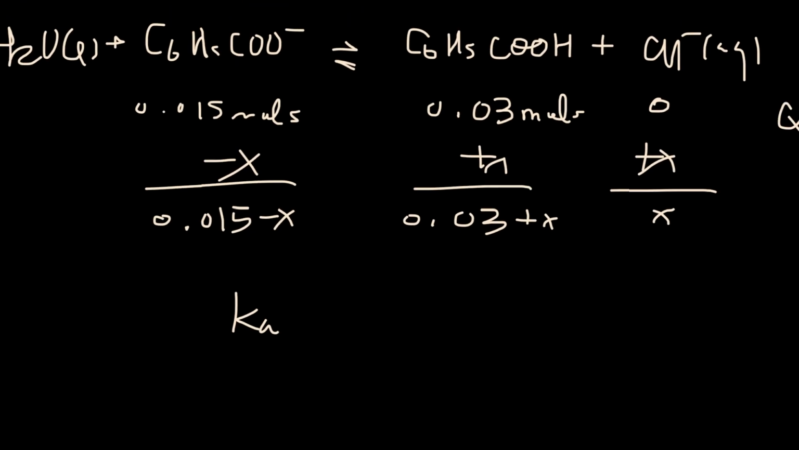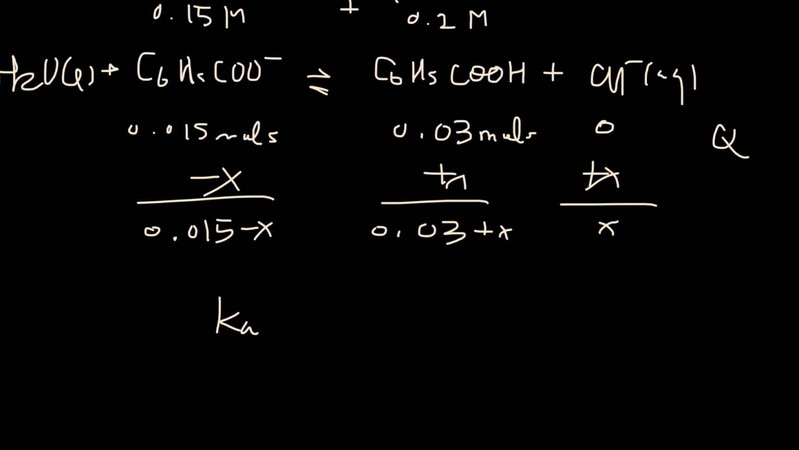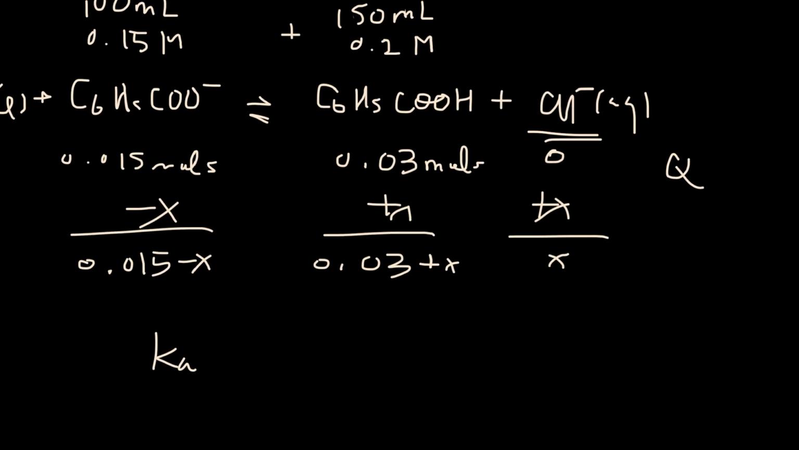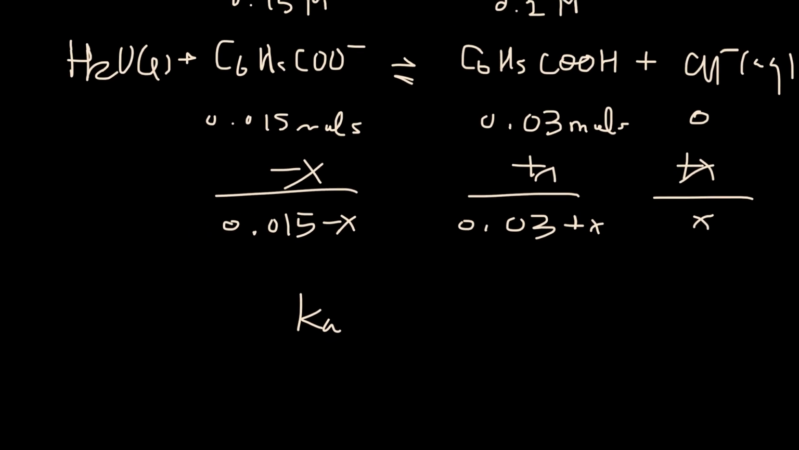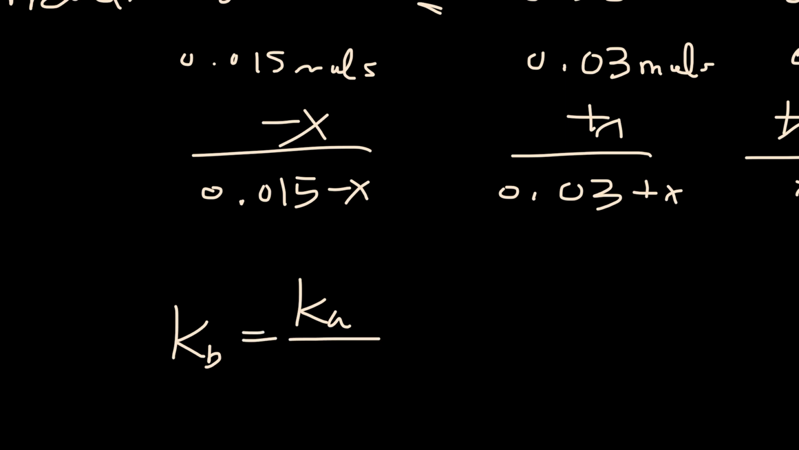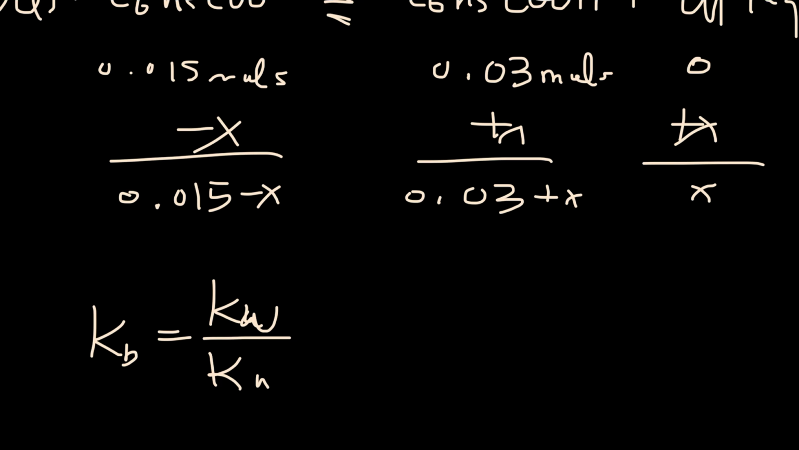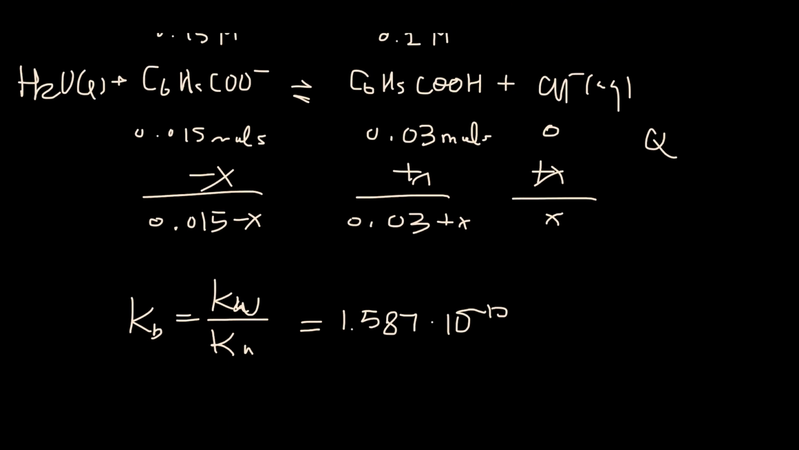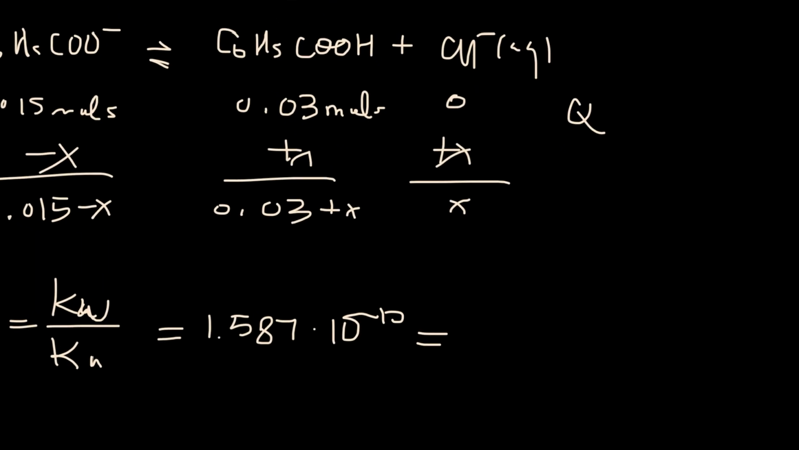The Ka is going to be given on your formula sheet. So I have the Ka, but here I wrote the equation in the other way, in a way where we need to use Kb. So instead we need to use Kb equal to Kw divided by Ka, which is 1 times 10 to the negative 14 divided by 6.3 times 10 to the negative 5, giving us 1.587 times 10 to the negative 10.